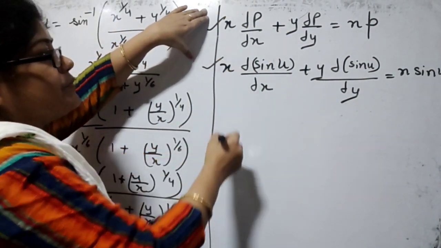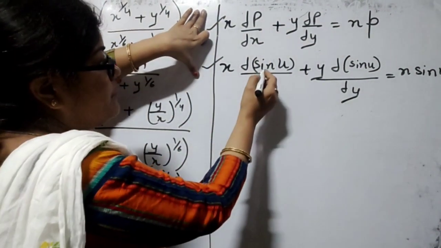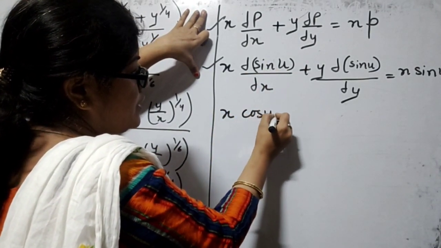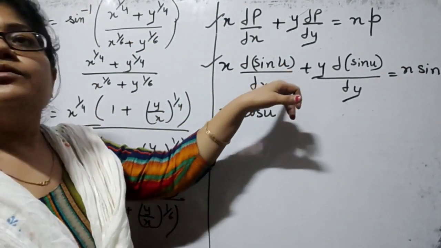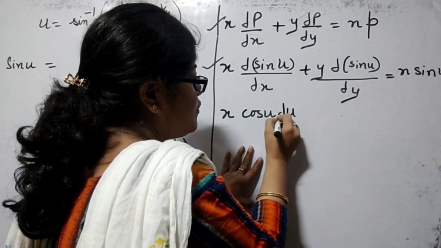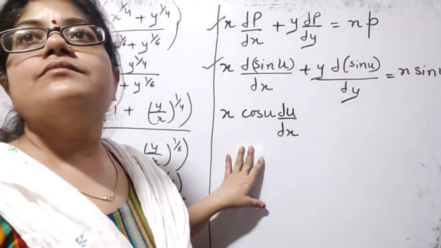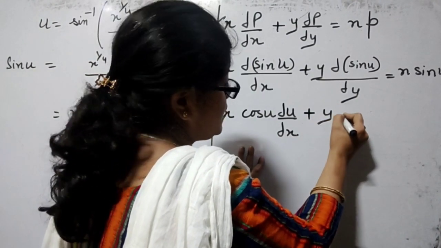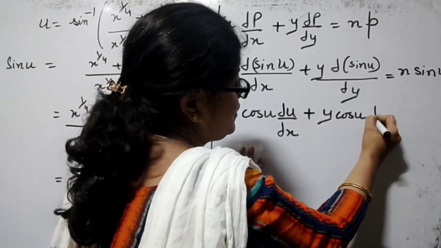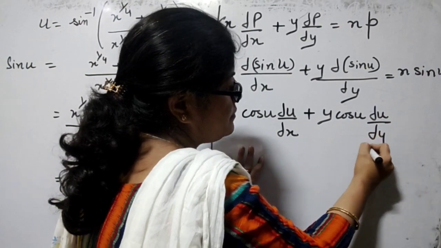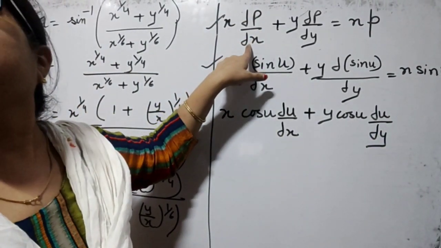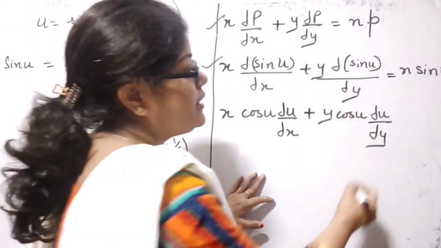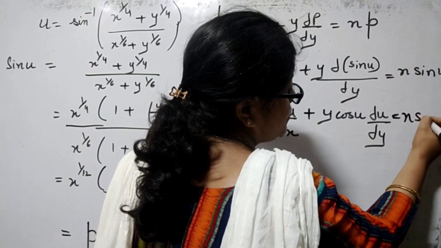Note this step. Now when you differentiate, you get x times the differentiation of sin u, that is cos u, but you are differentiating u, so you have to write du over dx. Then y times the differentiation of sin u, that is cos u, and you have to write du over dy. Here you write du over dx, and here du over dy, because this is cos u and this is u. And here you simply get n sin u.